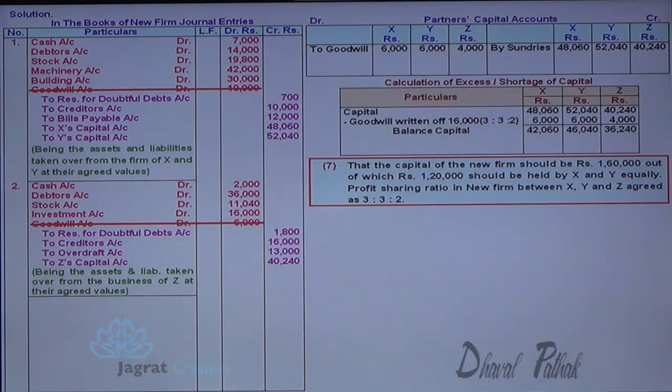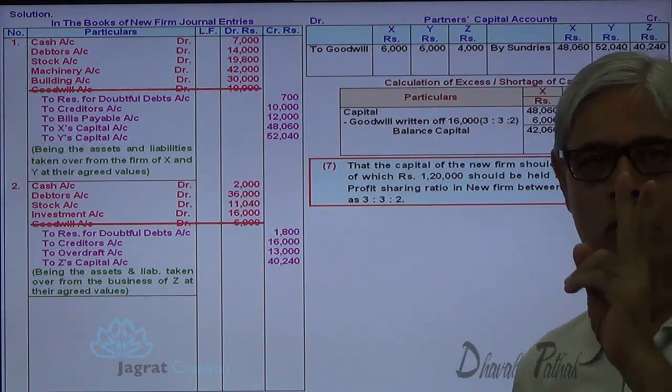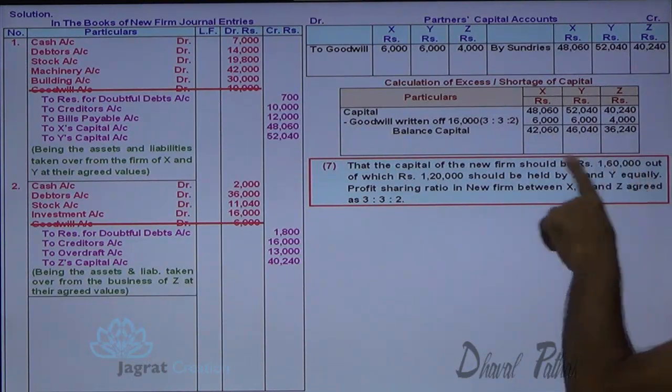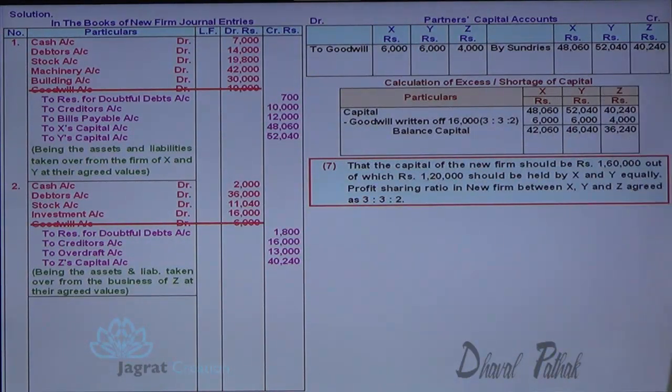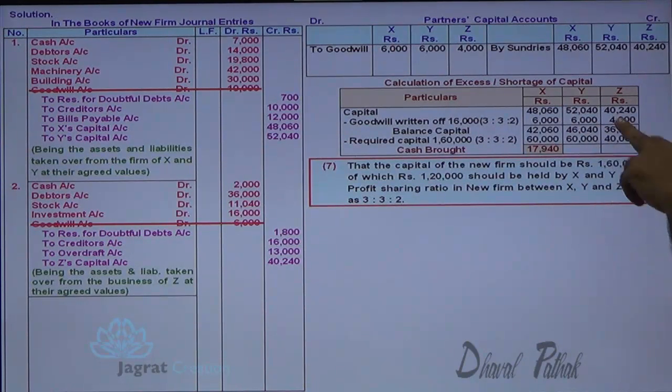Now in the new firm, partners have decided to keep a total capital of 1,60,000. Out of that 1,20,000 is to be kept by X and Y in equal proportion, so 60,000, 60,000. And 160 minus 120 is the capital to be kept by Z. So let me write down the required capital. That is also in the ratio of 3:3:2: 60, 60 and 40. Now to keep up this much capital, how much cash is required to be brought by X, Y and Z? So 60,000 minus 42,060, 60,000 minus 46,040, 40,000 minus 36,240. This is the cash brought.